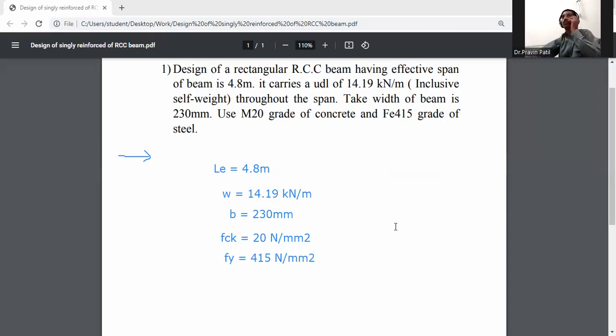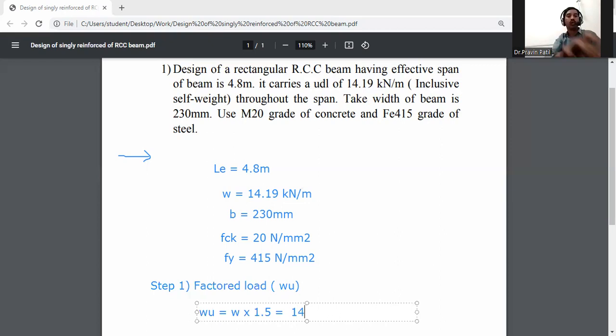Okay. So first of all, step number one, factored load, that is Wu. So for that, Wu is equal to w into 1.5. We multiply the given load by 1.5. That is your factored load.